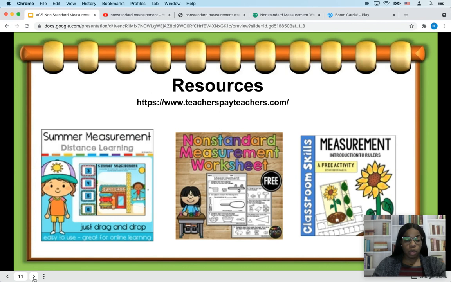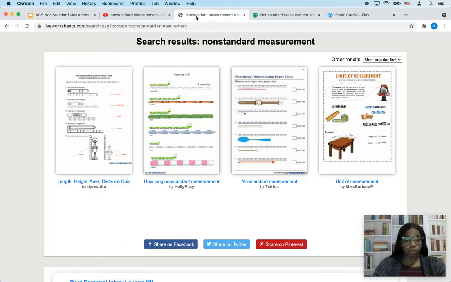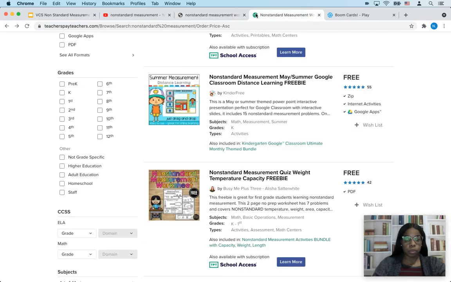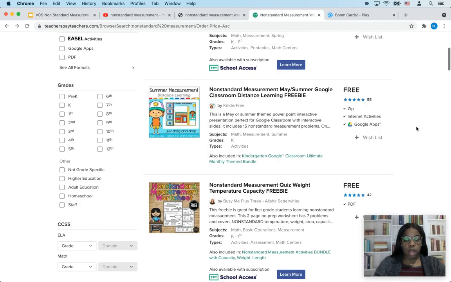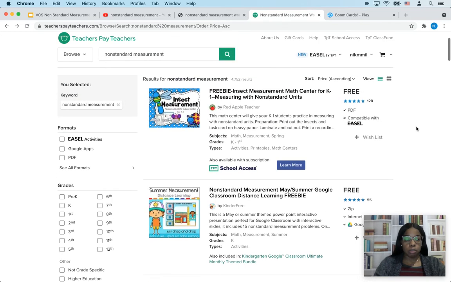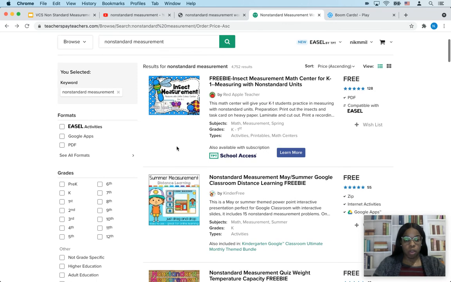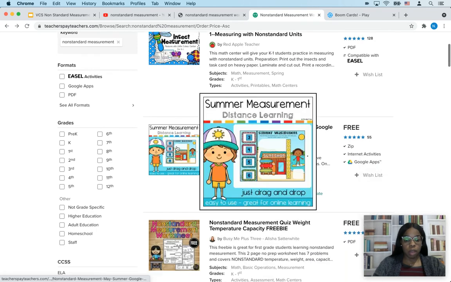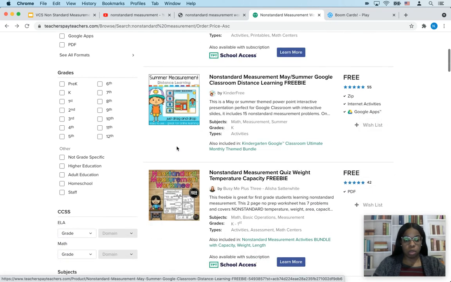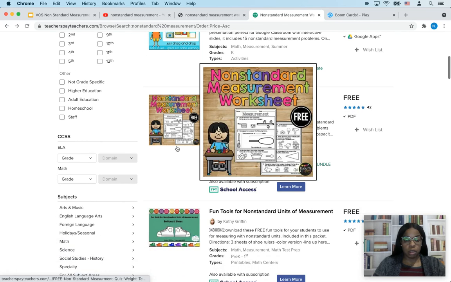One resource you can utilize to find some of those printable sheets is teacherpayteachers.com. And there you would search for non-standard measurement in ascending order to look at the free items first. And you'll find a series of items that are free. Just look through them and pick the ones that best meet your needs.